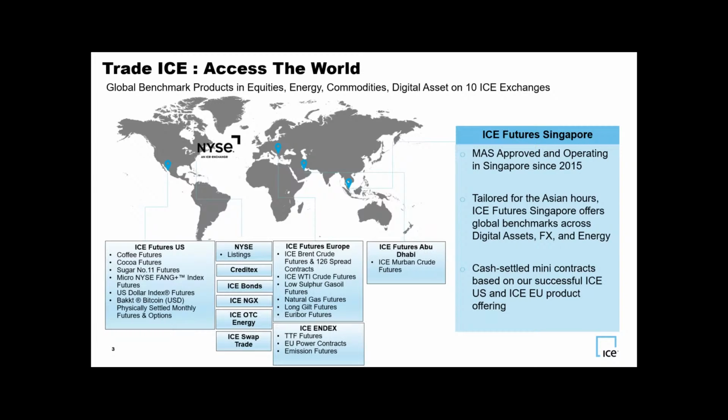We also have an exchange in Abu Dhabi, which has one product, the ICE Melbourne crude futures. The representative exchange for Asia in APAC is ICE Futures Singapore, which is fairly young. We have operated in Singapore since 2015, and we designed this exchange to target the Asian hours and to offer some of these global benchmarks in a very easy and accessible way for participants, because our contracts are mostly cash settled and based on our successful ICE US and ICE Europe product offering.